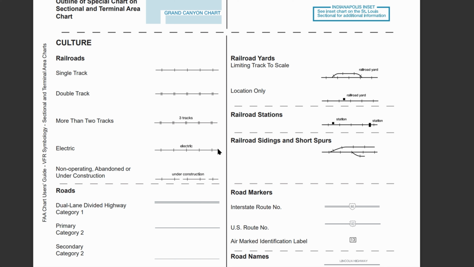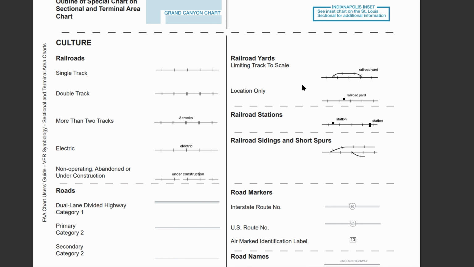If it's an electric one, it's just a single track and it has the word electric over it. If it's under construction or abandoned or non-operating, it'll be just a single tick. This is kind of like its default state. You can think of it like that. And then if it's electric, you have electric on top. If it's under construction, abandoned, or not operating, it's going to be a broken line.